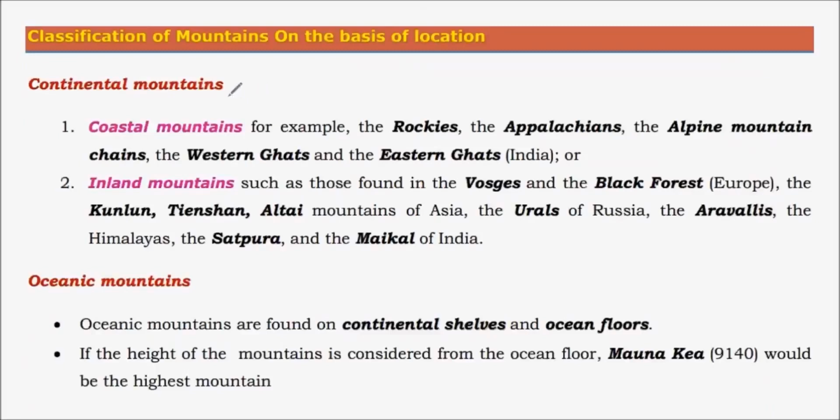The mountains are classified into continental mountains and oceanic mountains based on their location, whether they are present on continents or in oceans. And in continental mountains, there are coastal mountains and inland mountains. The examples for coastal mountains are Rockies in the western part of North America, Appalachians, which are in the eastern part of USA, Alpine mountains, which are in northern Italy, that is southern Europe, Western Ghats and Eastern Ghats, which are parts of India. And in inland mountains, there are mountains such as Vosges and Black Forest, which are part of Europe, mainly present in Germany and France.